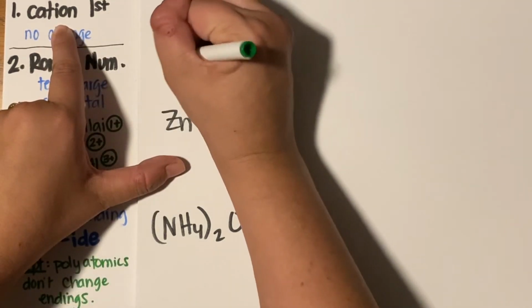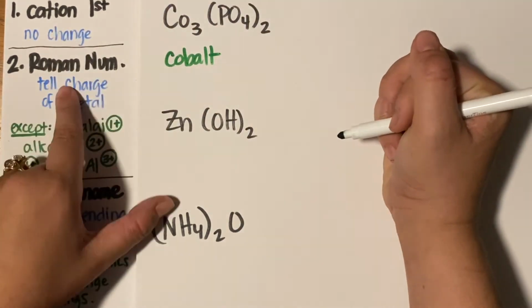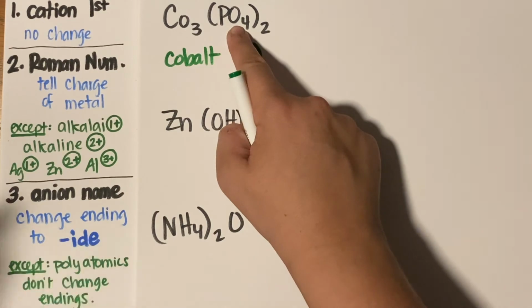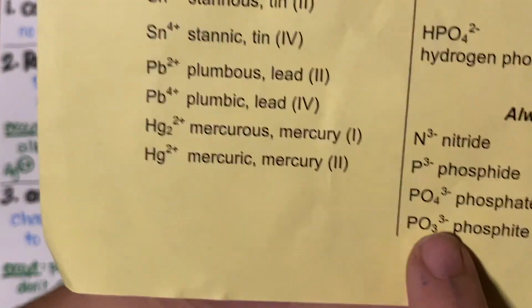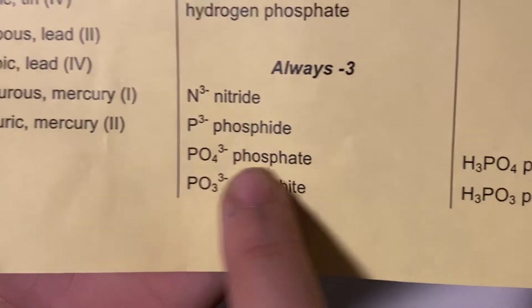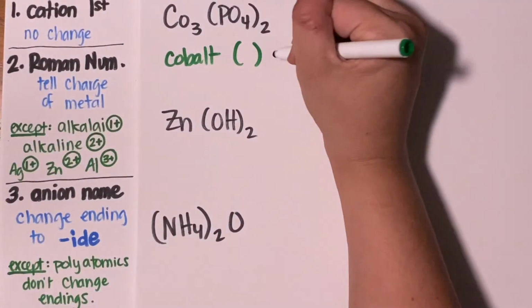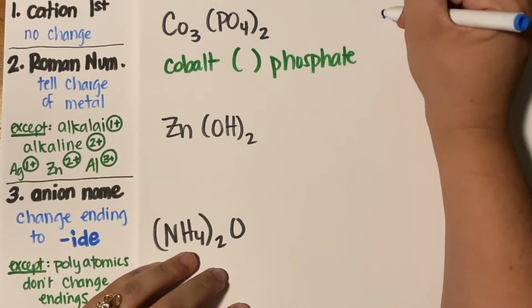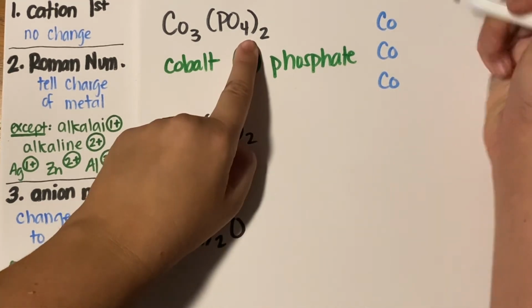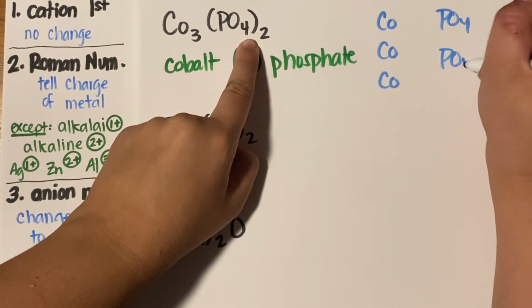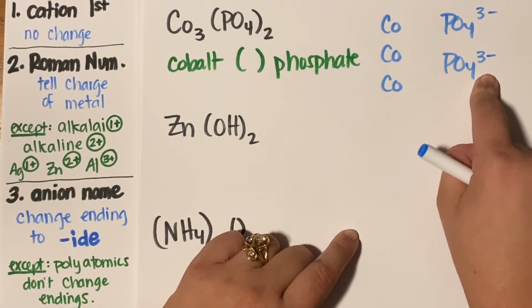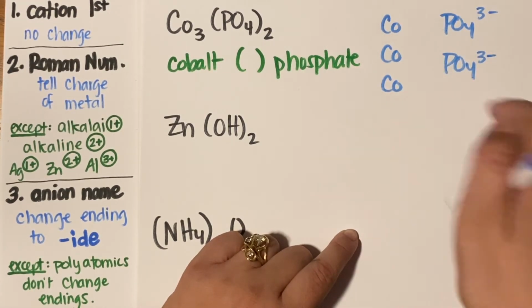So here we go, Co. Okay, my cation name comes first, it's gonna be cobalt. And then I have a Roman numeral, okay, because that is in fact a transition metal. And then PO4, look right here, PO4 is phosphate. So it's cobalt something phosphate. And now we figure it out. So there's 3 cobalts and 2 phosphates. Okay, each phosphate has a 3- charge. Now I need to figure out what the charge on my cobalt is.